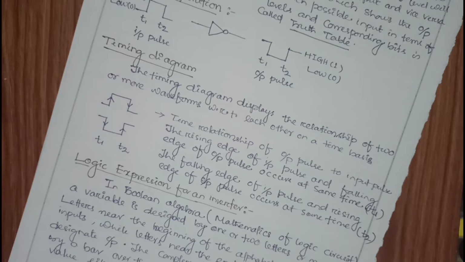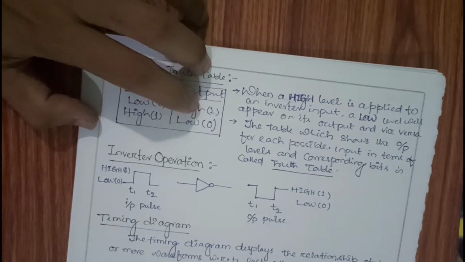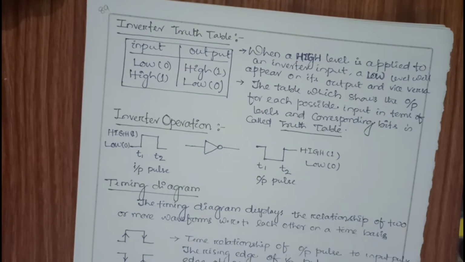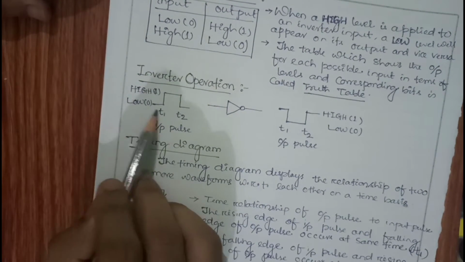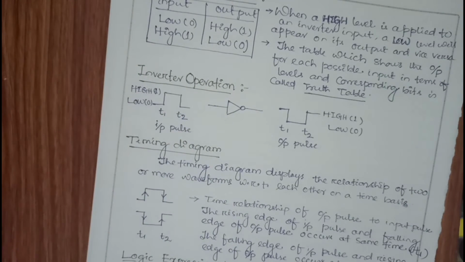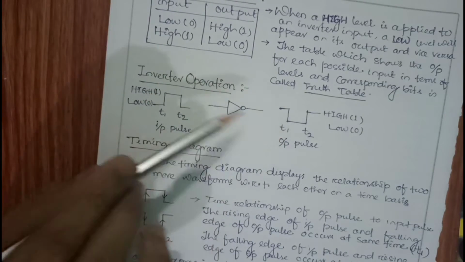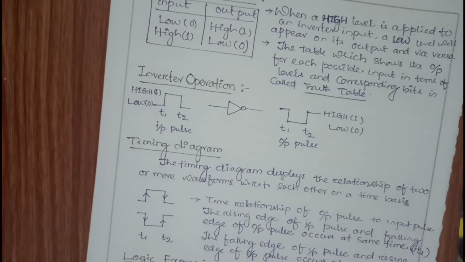When a high is applied, I will get 0 at my output. When a 0 is applied, I will get a high at my output. So low to high or high to low. So how does an inverter operate? If you apply a pulse, my inverter will invert the values. If it is low, it will become high. If it is high, it will become low. If it is low, it will become high again.